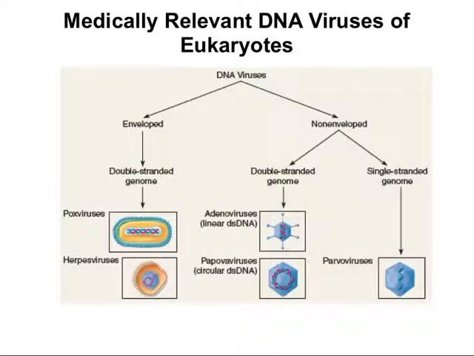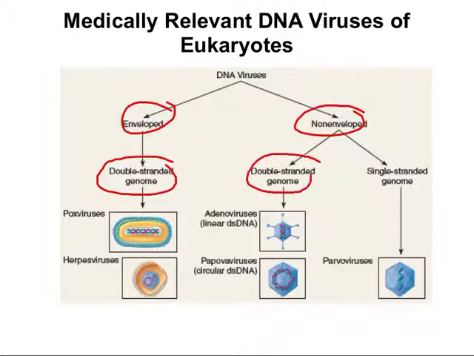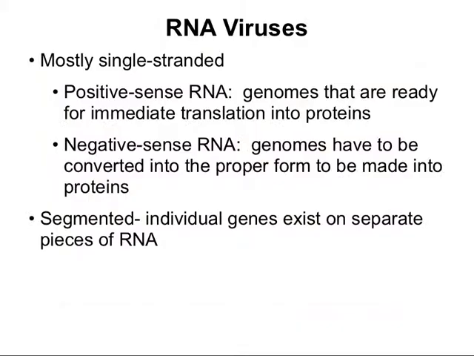This figure shows some medically relevant DNA viruses of eukaryotes. First, we divide them into enveloped versus non-enveloped strains, and then we characterize them by their genome type. For example, a double-stranded genome in non-enveloped, or a single-stranded genome. When we consider RNA viruses, most of them are single-stranded.